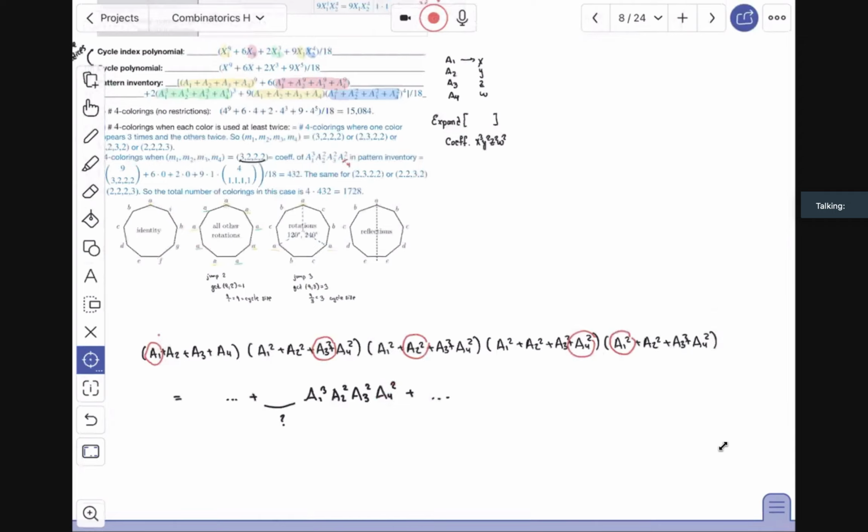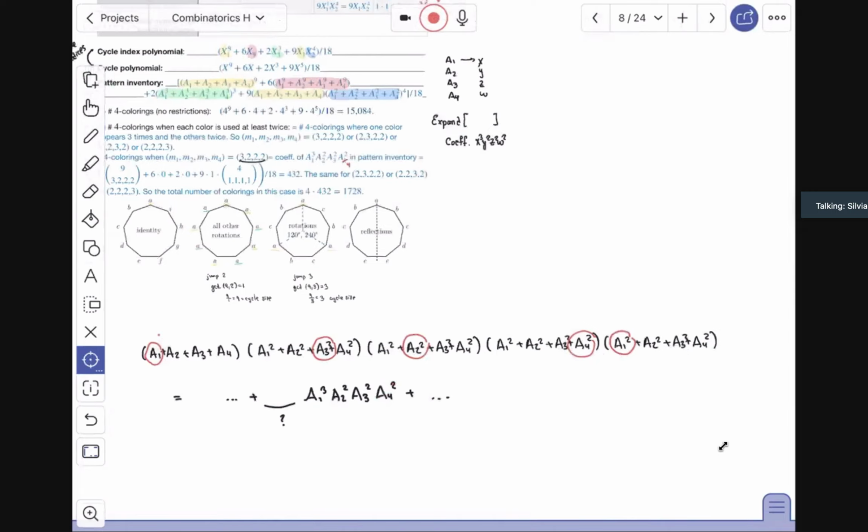Yeah? When you expand this, you need all possible combinations, one from here, one from here, one from here, one from here, one from here. That gives you one term. And then another one from here, from here, from here, from here, from here. It gives you another term. And you need to do all possible combinations, and then you can combine like terms, and that's how you expand it.